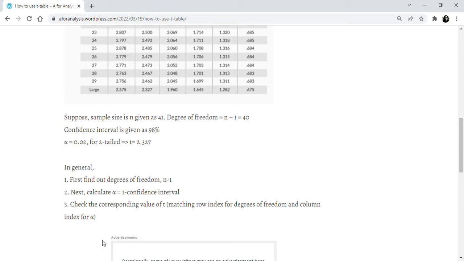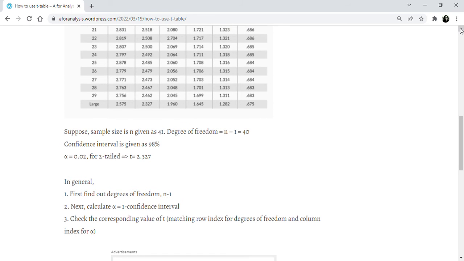If we are given a sample size of 41, the degrees of freedom will become 40, because n minus 1, this is how we calculate degrees of freedom. Whenever we are given the sample size, we can calculate the degrees of freedom like this, and the confidence interval is also given to us as 98%. So alpha we can calculate by deducting the confidence interval from 1. So 1 minus 0.98 will be 0.02, and for two-tailed the t value will be 2.327.